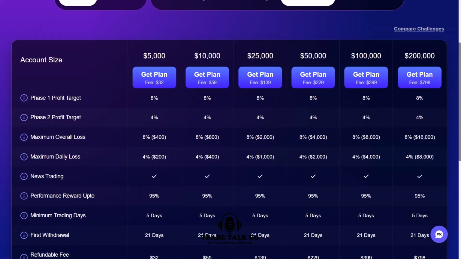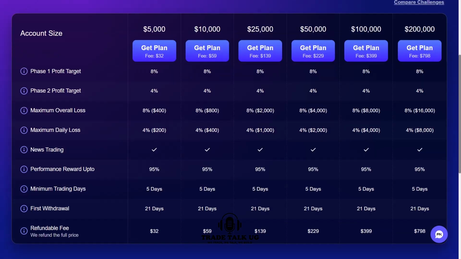And the profit target for phase 2 is 4%. That is 4% of 5,000, which is $200. And the maximum overall loss is $400. So meaning in the account of 5,000 US dollars, you're not supposed to go below 400 US dollars overall loss. The moment you hit 400, that is the breach. You have already breached the rule of maximum overall loss limit.